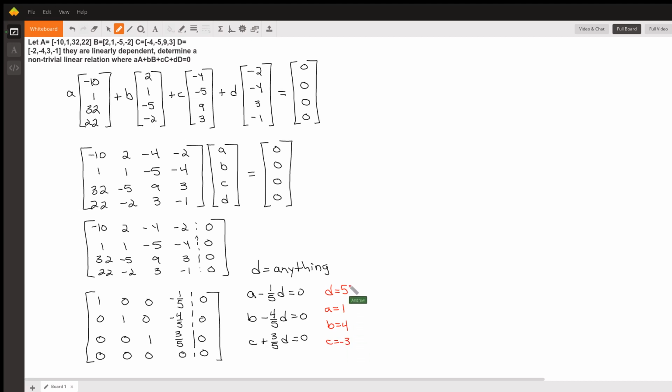And then pretty much any multiple of these would also be solutions. So you could also use D is 10, A is 2, B is 8, and C is -6 or something similar. But this is going to be your simplest answer. And there you go.